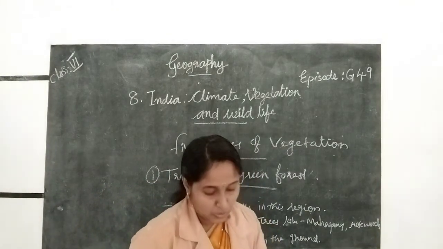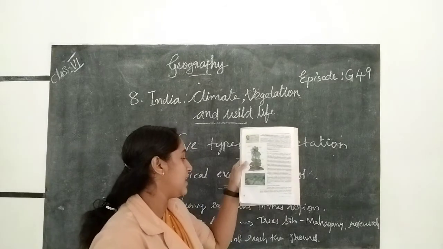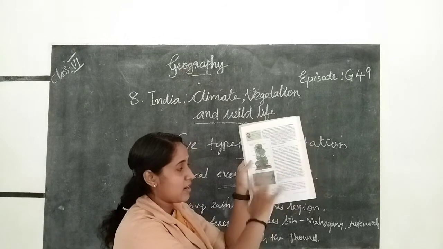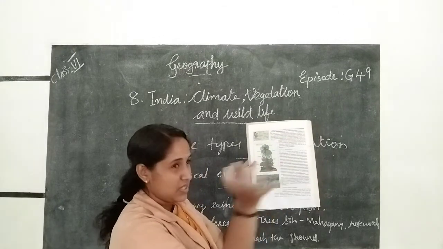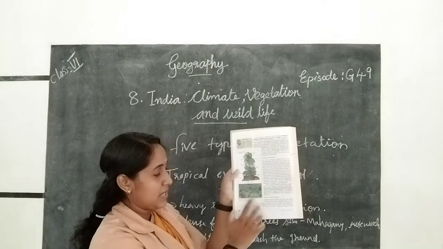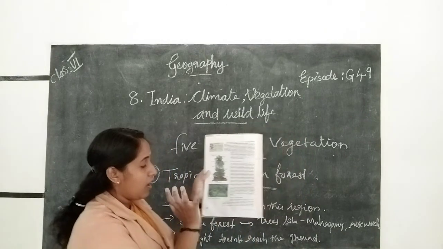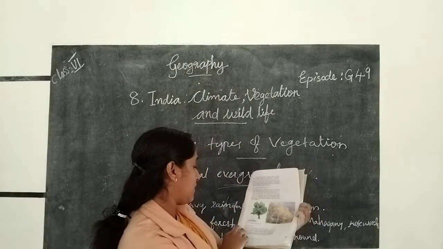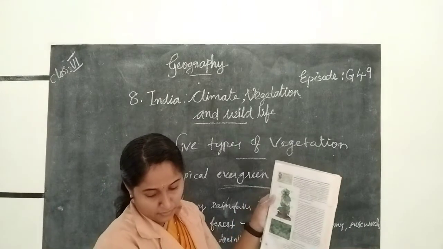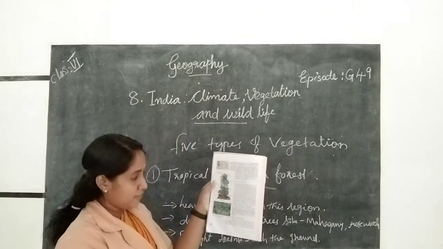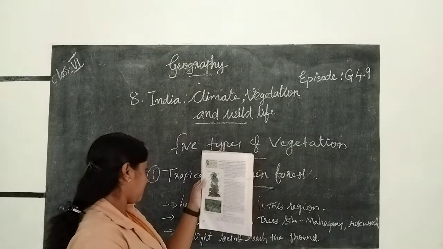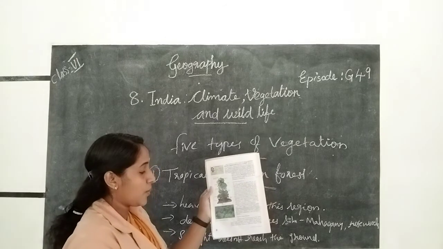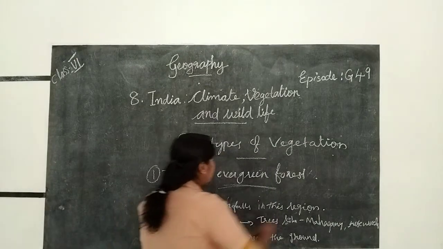Look at your textbook, page number 58, figure number 8.1. Look at this. This is a dense forest, right? It has huge trees and a lot of trees are congested, crowded in this particular region. This is the tropical rainforest, also known as tropical evergreen forest. It gets heavy rainfall in this region.